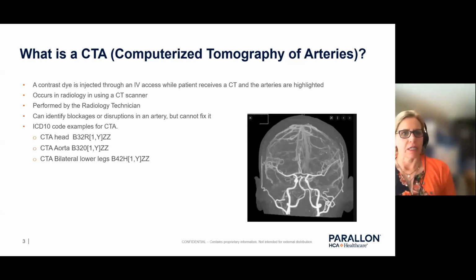Here are some ICD code examples for CTA. For the head, we might have a B32R and 1 or Y. So 1 is for your low osmolar, and the Y is for the contrast not specified. The 3 is your upper arteries, and the 2 is the CT, and then the R here is what artery it is, which would be the cerebral arteries. Here's an example of the CTA of the aorta, and then our bilateral lower legs.